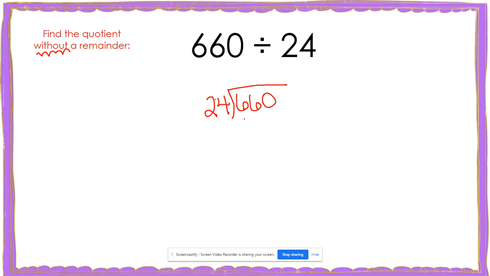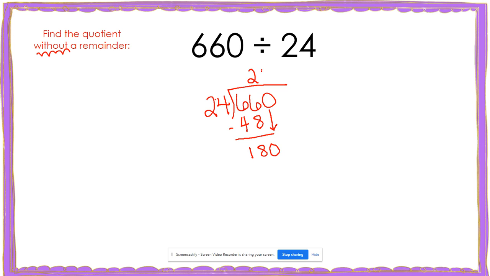When I look at 66 and divide by 24, I know that I will get 2 pieces of 24. So I will put that above the second 6, and then I will multiply. 2 times 24, which gives me 48. Now I'm going to subtract. When I subtract 66 minus 48, I get 18. I need to look at my next digit in my dividend, which is 0, and now I'm going to bring down this 0. So now I need to do 180 divided by 24.